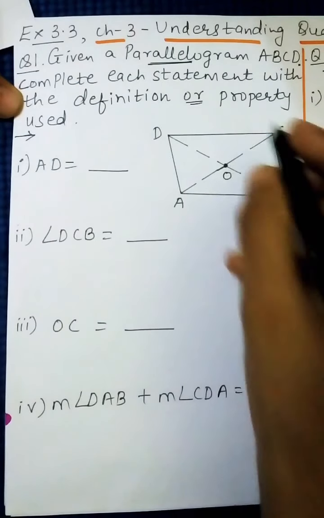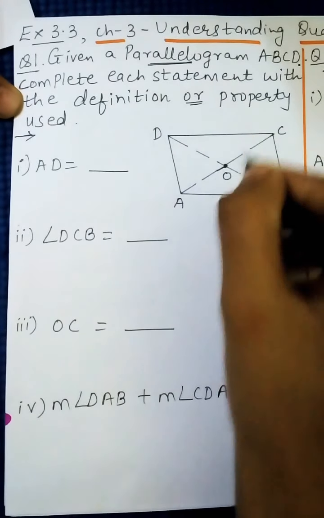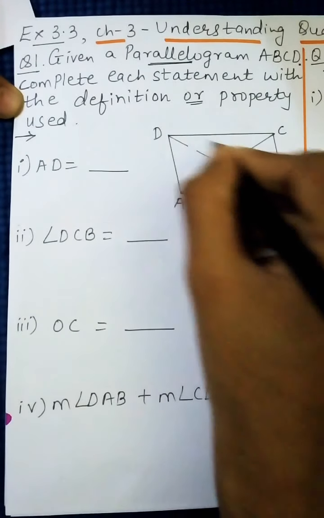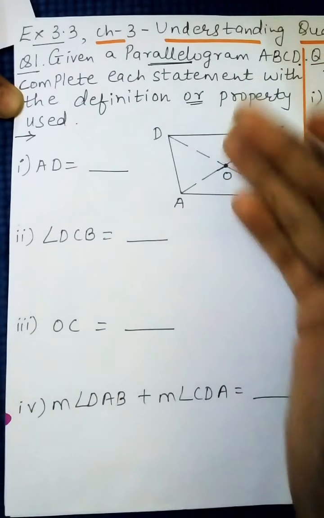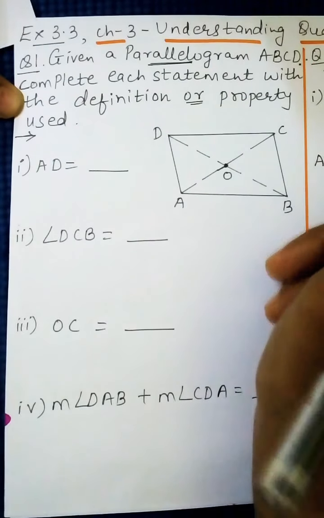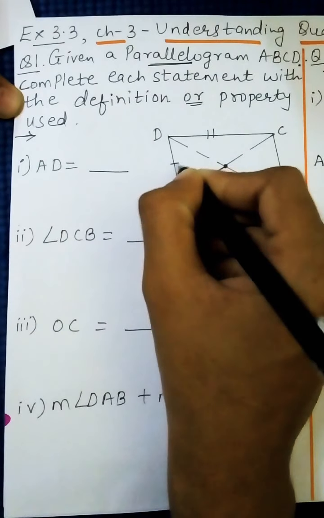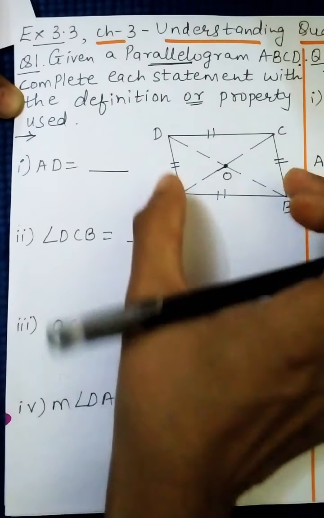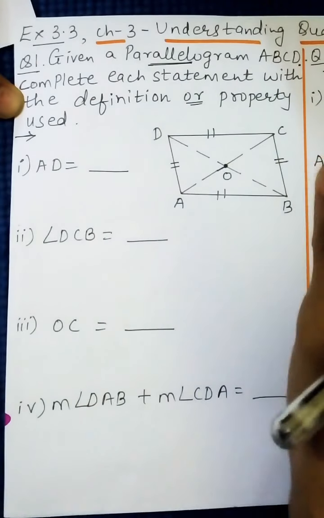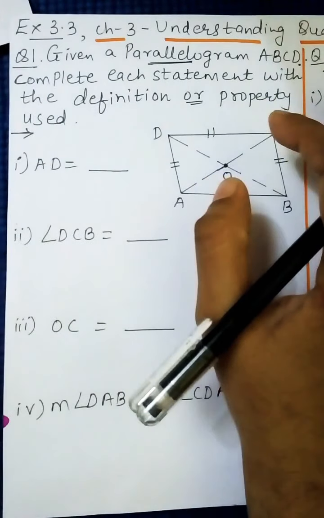In a parallelogram, opposite sides are parallel and equal. So AB is equal to CD. So opposite sides of a parallelogram are equal. This side is equal to this side and this side is equal to this side. So this is the first property.